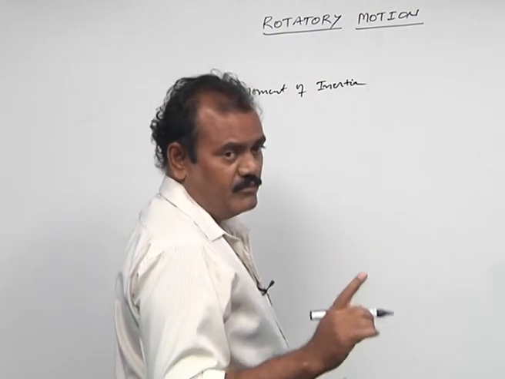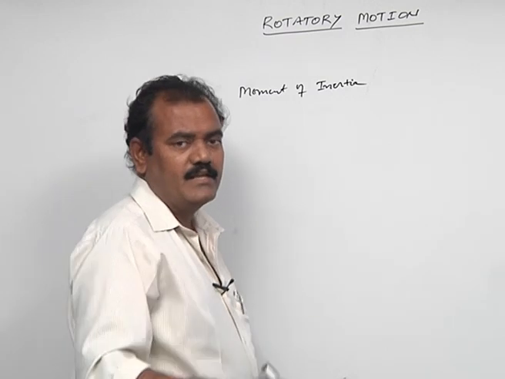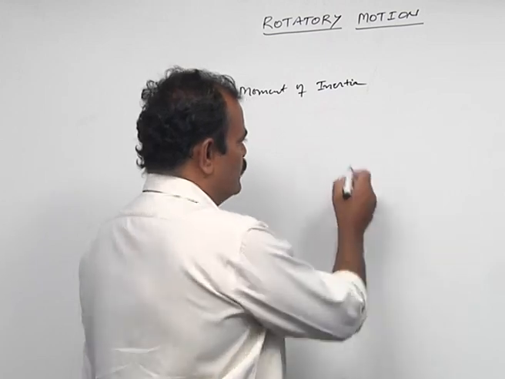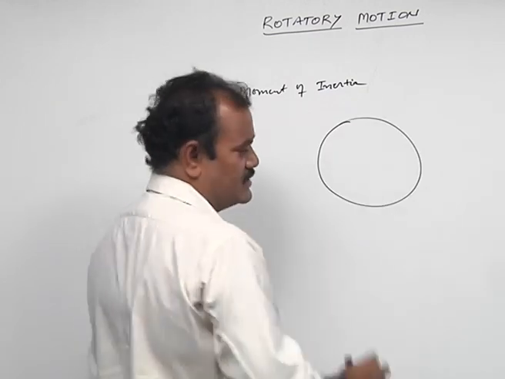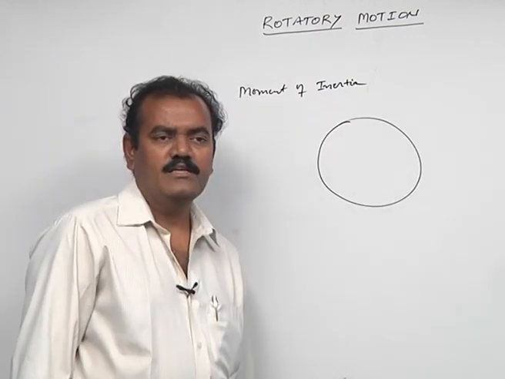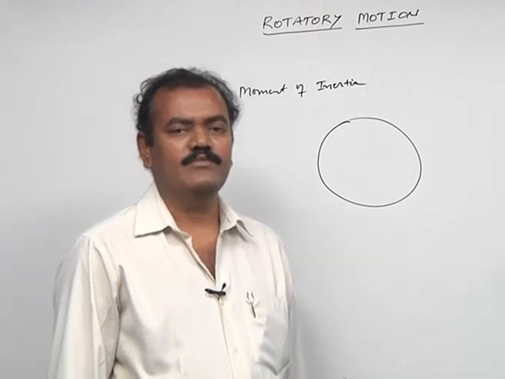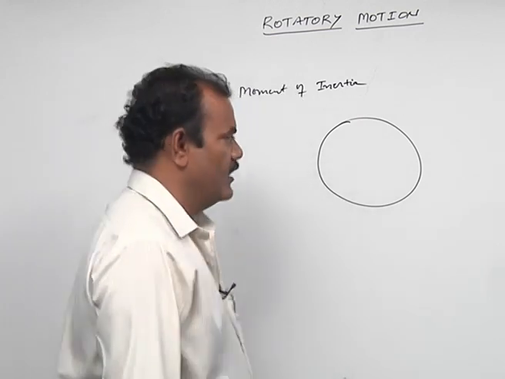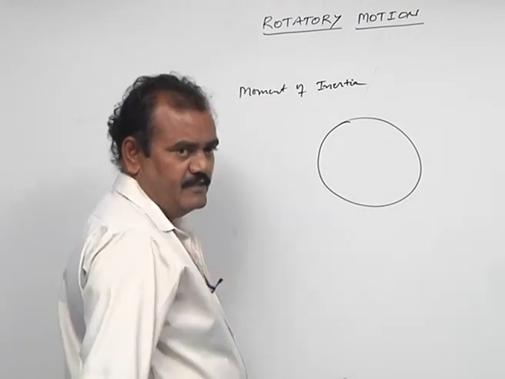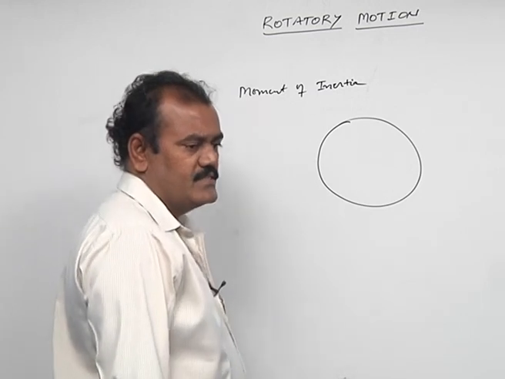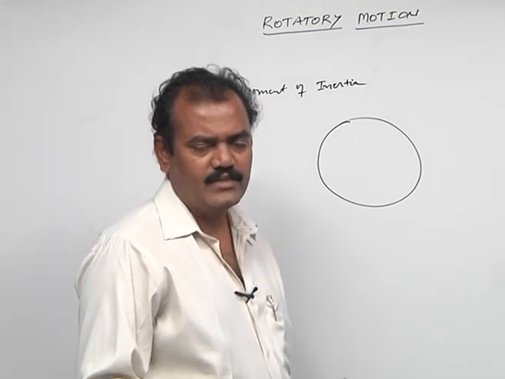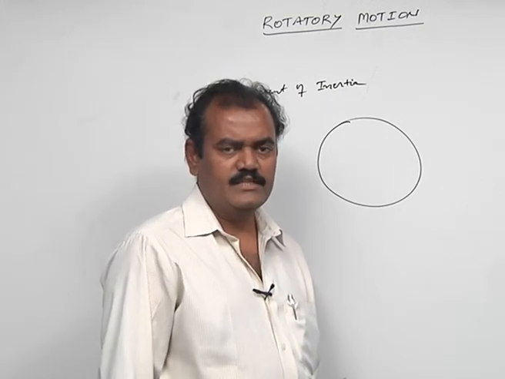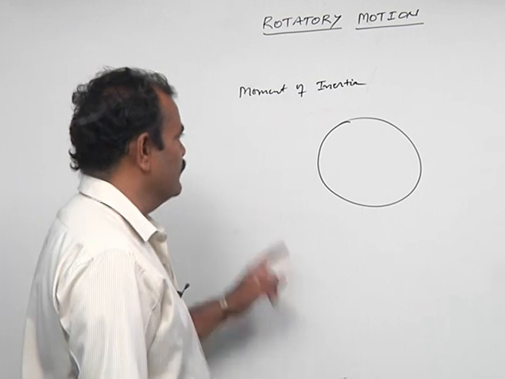Similarly, that is for bodies traveling along the same straight line. Suppose bodies which are rotating like this also possess the same property, which we call rotational inertia or the moment of inertia. These bodies also, as far as possible, always resist the change in direction. If the external agency which tries to change the direction is more dominating, then only it changes its direction. That is the moment of inertia.